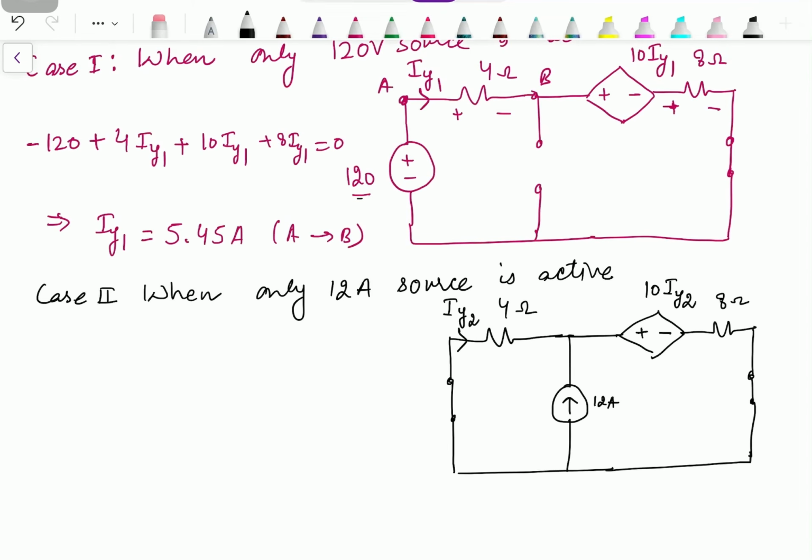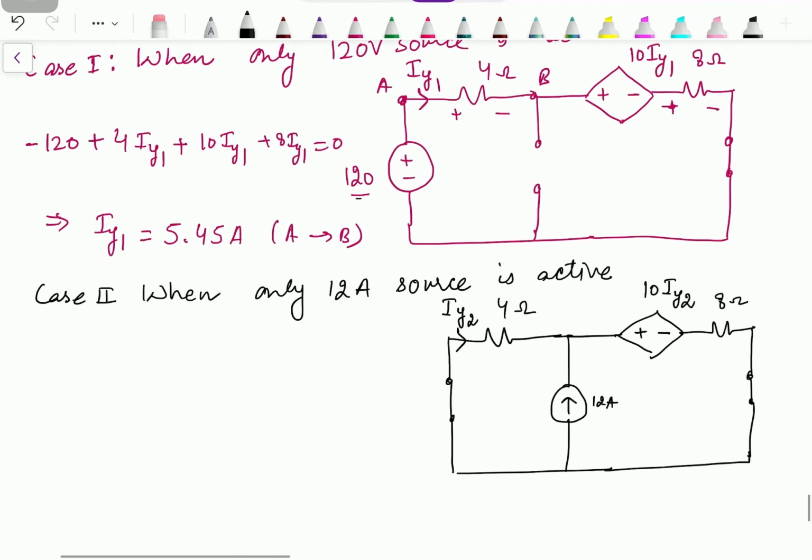current IY2. Again, you can apply mesh analysis or nodal analysis. For mesh, this will be the case of a super mesh. For nodal analysis, we can assume that here we have voltage V with respect to this reference. Then IY2 will be equal to 0 minus V by 4. So we need the value of V. For that we can apply nodal analysis. So this IY2 is the incoming current, which has the value minus V by 4.